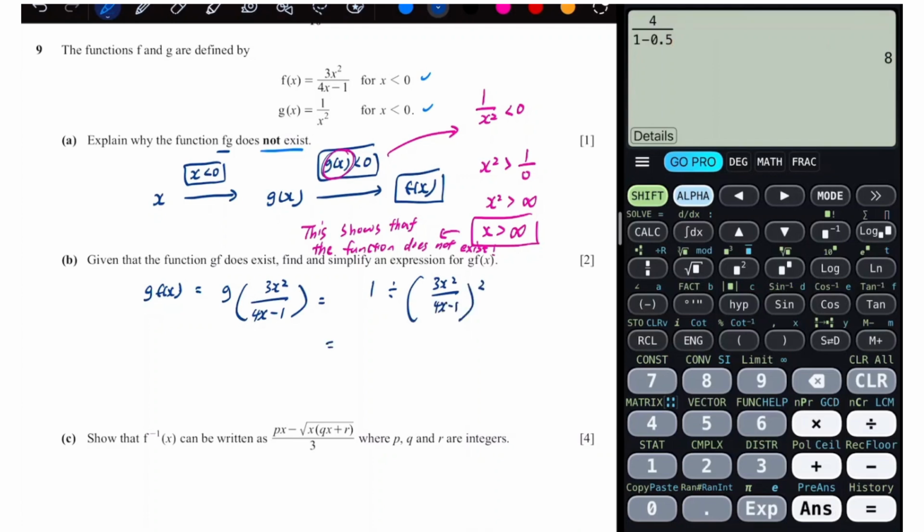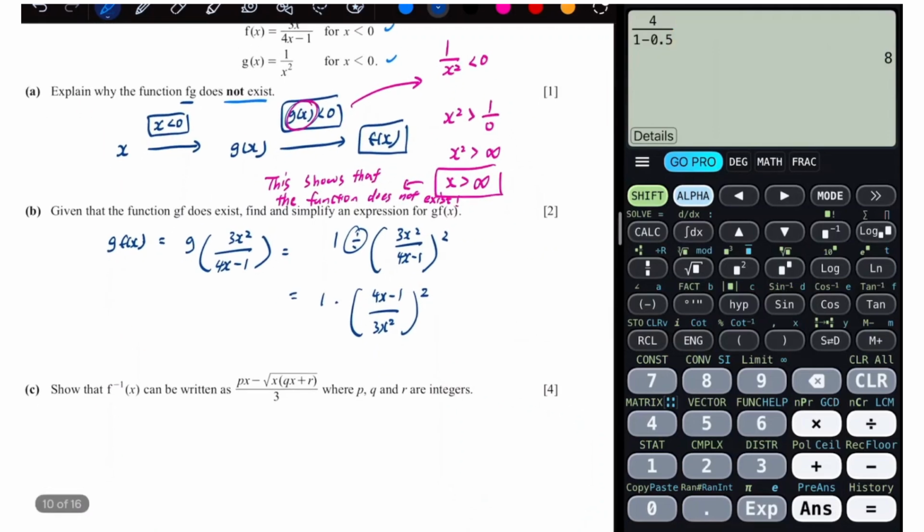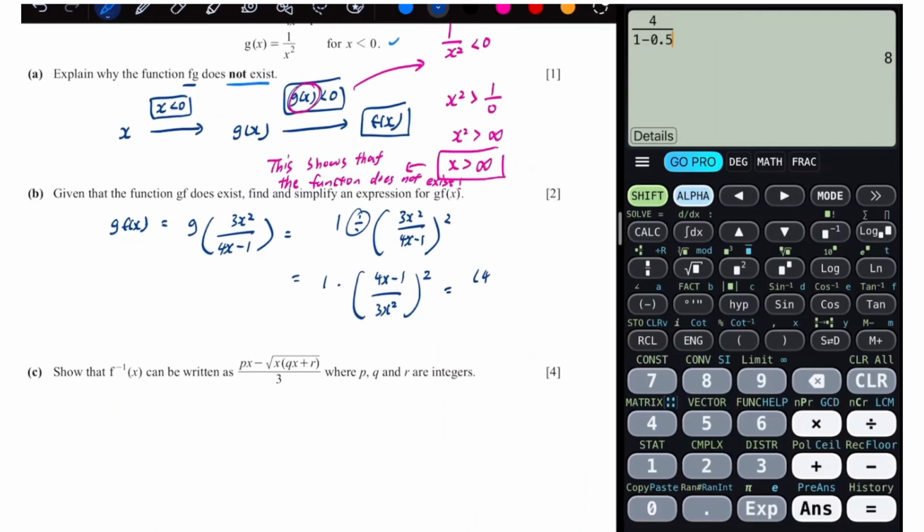This is going to be a bit disgusting. So I'm just going to change this divide to multiply. Flip around whatever is on the inside, square, and simplify it. Simplify means that we have to expand it. 4x minus 1 squared over 9x to the power 4. So that's going to be 16x squared minus 8x plus 1 over 9x to the power 4. Yes, that's it for gf(x).